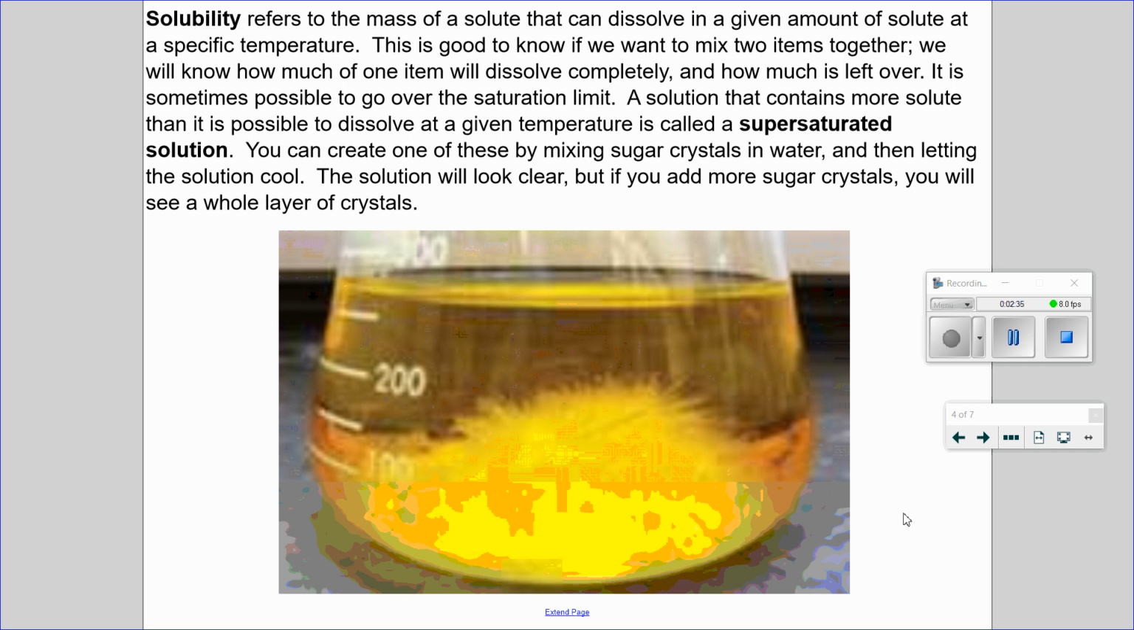It is sometimes possible to go over the saturation limit. A solution that contains more solute than it is possible to dissolve at a given temperature is called a supersaturated solution. You can create one of these by mixing sugar crystals in water and then letting the solution cool. The solution will look clear, but if you add more sugar crystals, you will see a whole layer of crystals.